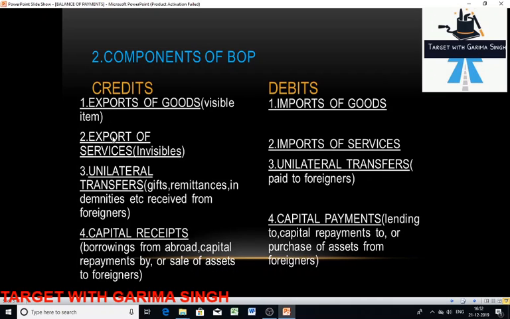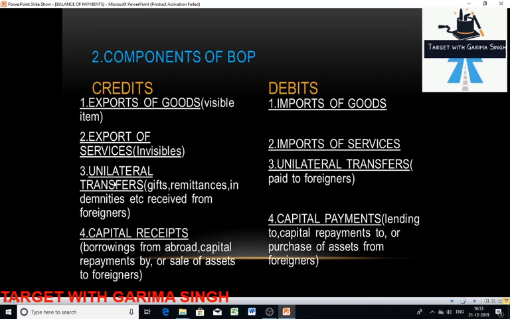Next is export and import of services. This is the second component of BOP. Services are invisible: shipping, banking, insurance, tourism, interest, dividend. These include non-factor income received from shipping, banking, insurance, tourism, and software services. Investment income, that is factor income, is the interest and dividend which citizens of a country earn on investment abroad. So these are export and import of services.